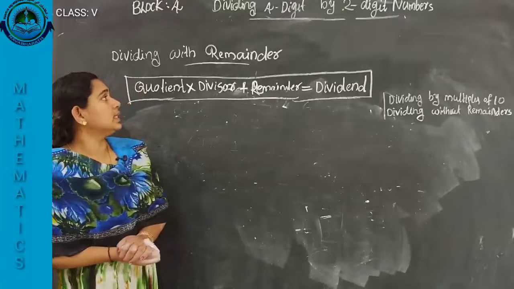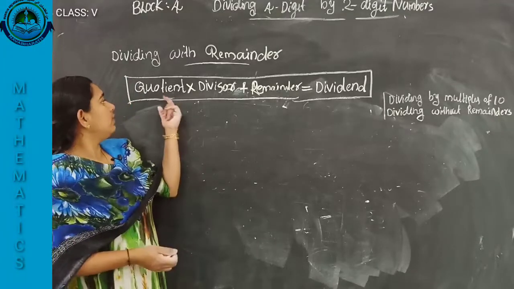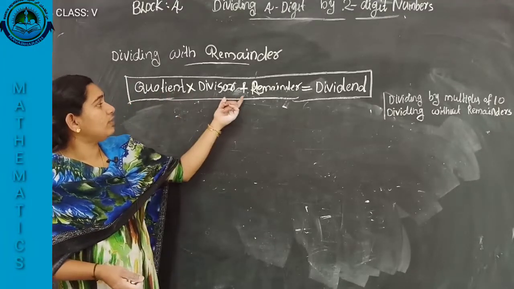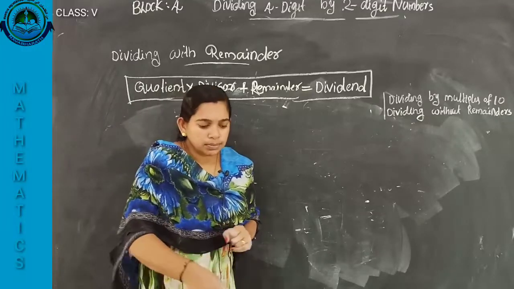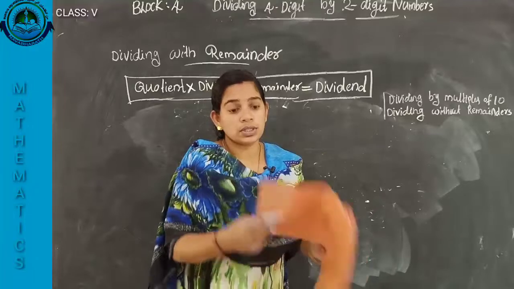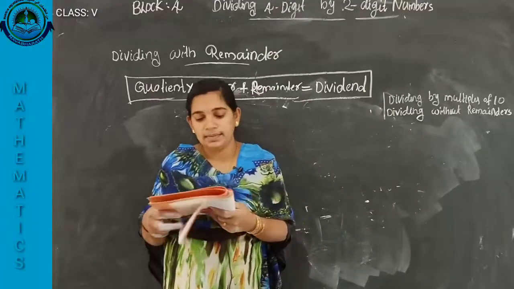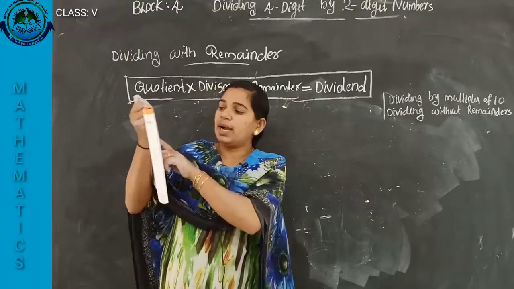Dividing with remainders. Quotient into divisor plus remainder is equal to dividend. So some problems are there in your textbook, first workbook, page number 19. Dividing with remainders.